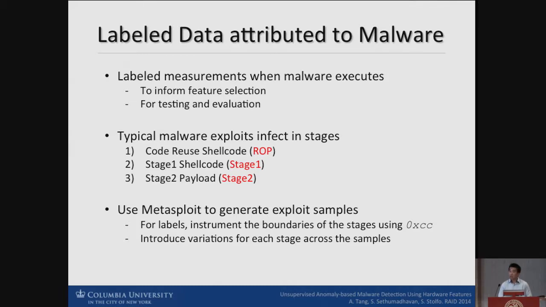Since we want to label the measurements that are attributed to the different stages of the malware execution, we instrument the boundaries of the stages with 1 byte debug trap instructions. And we also introduce variation. We use different types within each stage across the samples.